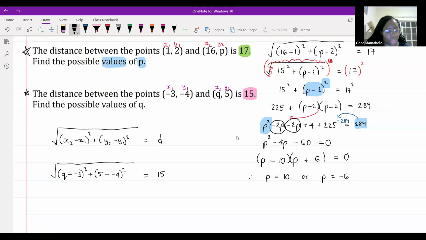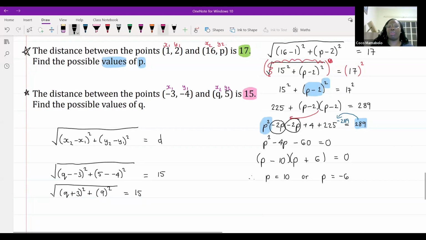All right, and then excuse me, guys, we're just going to then clean it up a little bit. So I'm going to have the square root of, inside the bracket, q plus 3 all squared. I'm just going to remove that. I'll put it in just now. Plus 4 plus 5. 5 plus 4 will give us 9 squared. All of this is equal to 15, the square root of that.